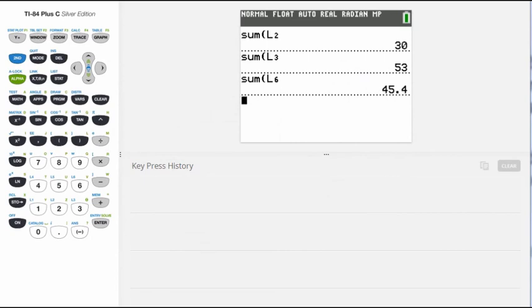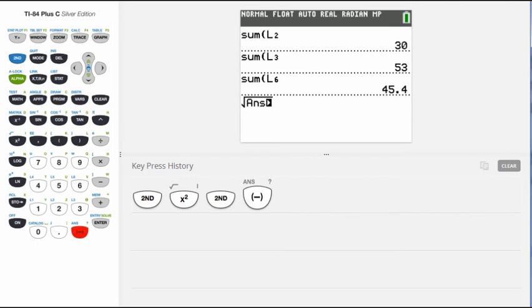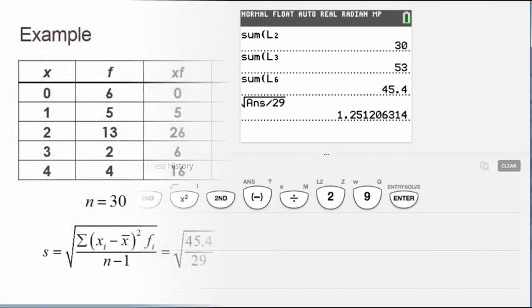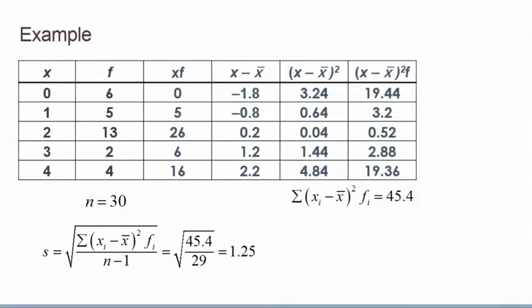So we type in square root, second, x squared. Then we want our answer, second, negative, which types in ANS. Then divide it by n minus 1, which is 29. Enter. I have 1.2512, which gives me 1.25 when using two decimal places.